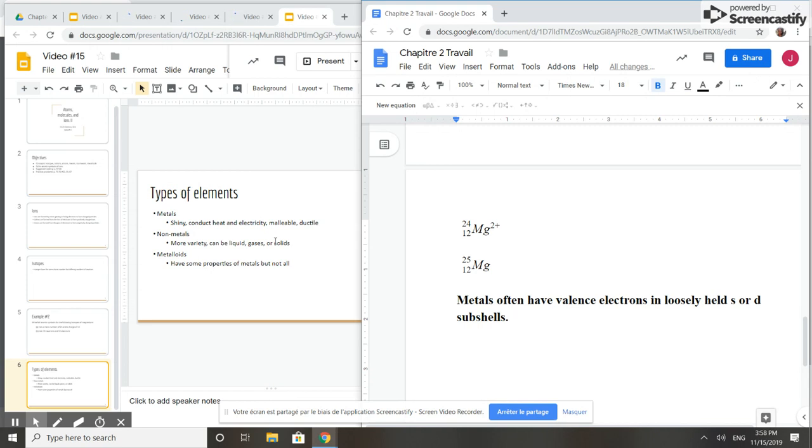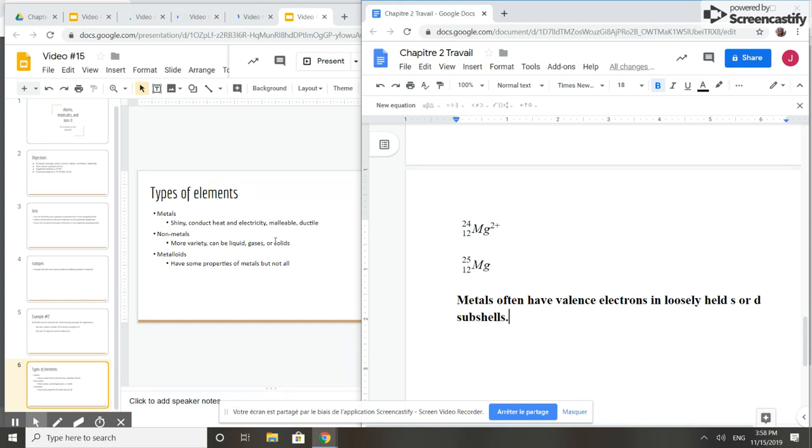Nonmetals, there's a little bit more variety. They don't have specific properties that are associated with them, but they in general don't conduct heat or electricity well. They can be solids, liquids, or gases. They don't tend to conduct heat and electricity very well because their electrons are held in these p orbitals, and those tend to be held tighter.